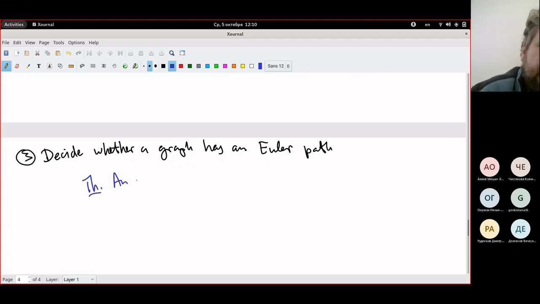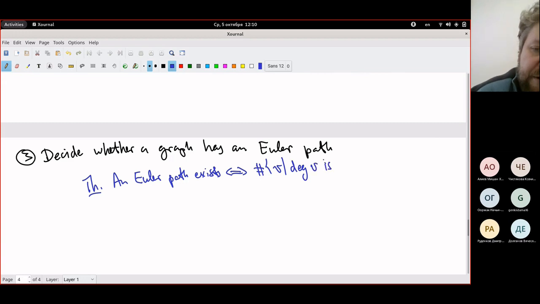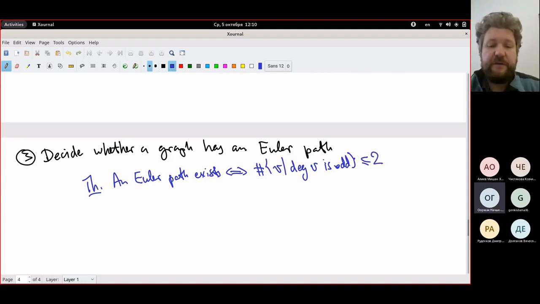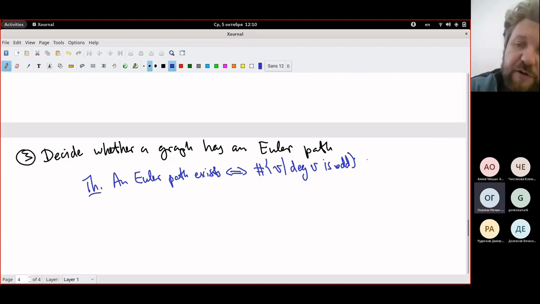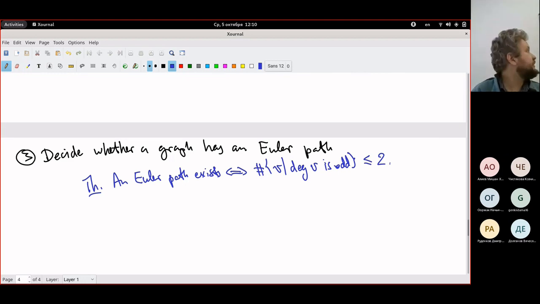So an Euler path exists if and only if the number of vertices such that the degree of the vertex is odd, this number should be less or equal than 2. Well, it could not be 1, so it's either 0 or 2, right? It could not be 1 by the handshake theorem. Is this a true theorem? How do you think?